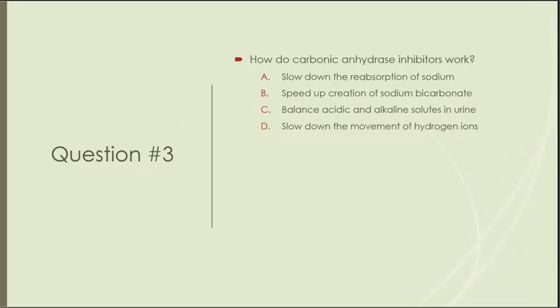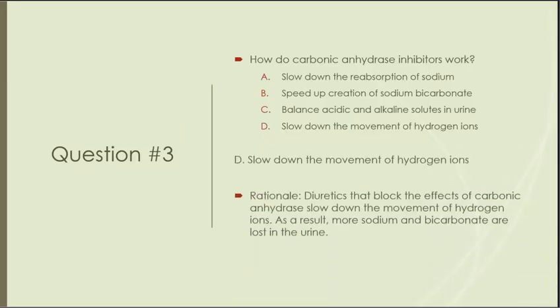How do carbonic anhydrase inhibitors work? They slow down the reabsorption of sodium. They speed up the creation of sodium bicarbs. They balance acidic and alkalinic solute in the urine, or they slow down the movement of hydrogen ions. Here you got it. They slow down the movement of hydrogen ions because diuretics that block the effects of carbonic anhydrase slow down the movement of hydrogen ions. As a result, more sodium and bicarbs are lost in the urine.